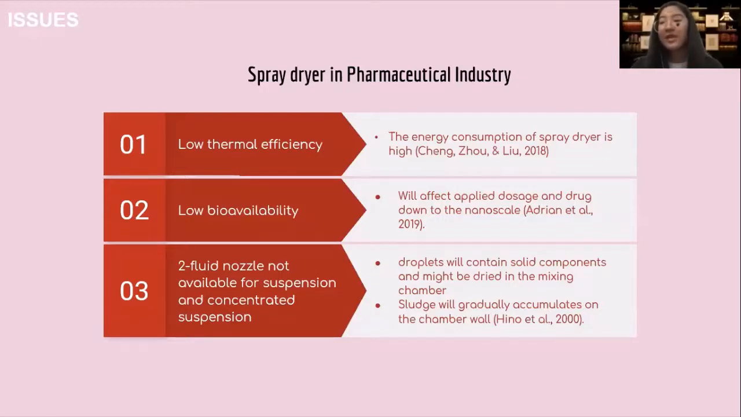Next, the second problem is that the bioavailability of the particles produced by the spray dryer is low. Thus, it will affect the applied dosage and the drop down to the nanoscale. The third one is that the 2 fluid nozzle is not suitable for suspension and concentrated solution. Thus, the droplets will contain solid components and might dry in the mixing chamber. Sludge will gradually accumulate on the chamber wall and interrupt the feeding of the solution.